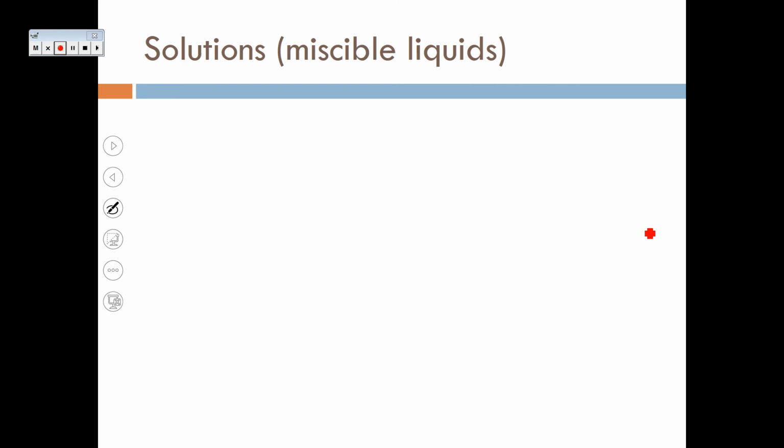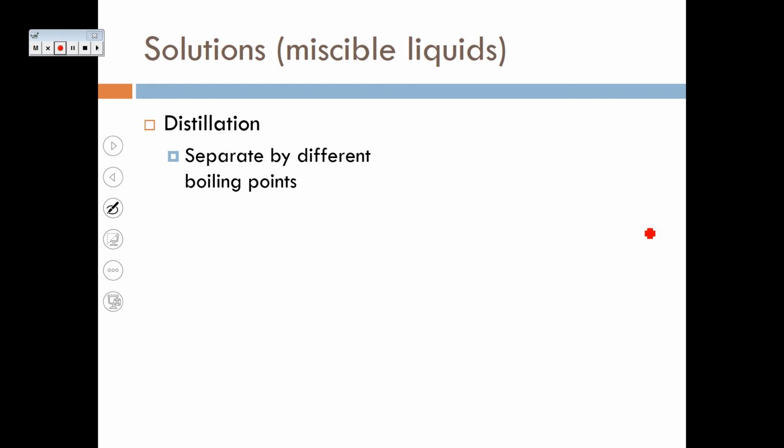Solutions, miscible liquids. How do you separate two liquids that are dissolved in each other if you can't even see that there are two things being dissolved? One way is through distillation. Distillation is the process of separating two liquids based on their different boiling points. Every liquid has a unique boiling point.